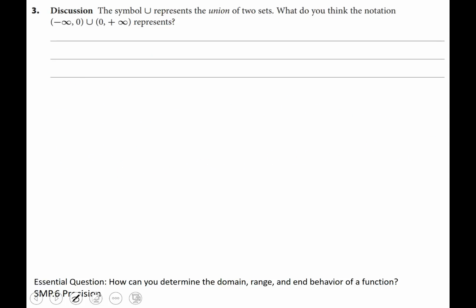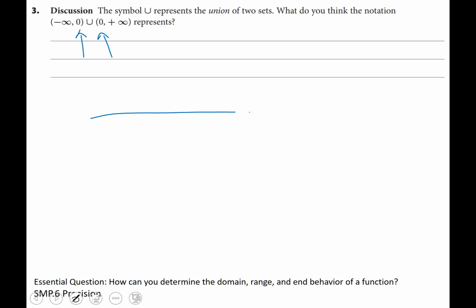All right. This is an interesting symbol. It's a U. It's the union symbol of two sets. What do you think the notation negative infinity to 0 in union with 0 to positive infinity represents? Well, what we know is that those parentheses mean that 0 is not included. So basically, this is the interval.